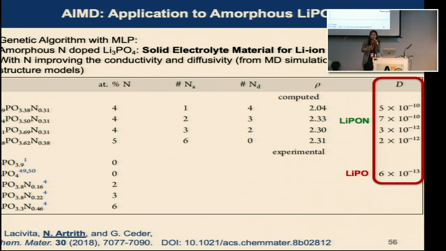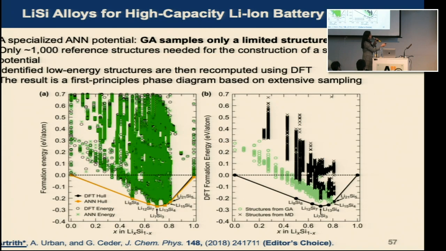In this example, I just want to show that the neural network potential can find structures, and then we use the structures that we find in a more accurate method, just to have sampling. The next system that I'm going to show is lithium silicon, and this is also used in the anode of batteries, which should also become amorphous.